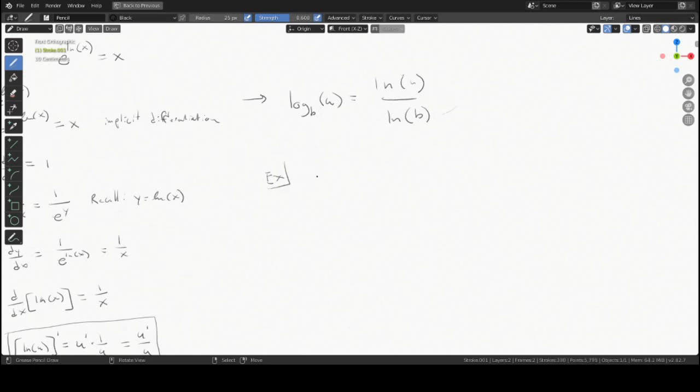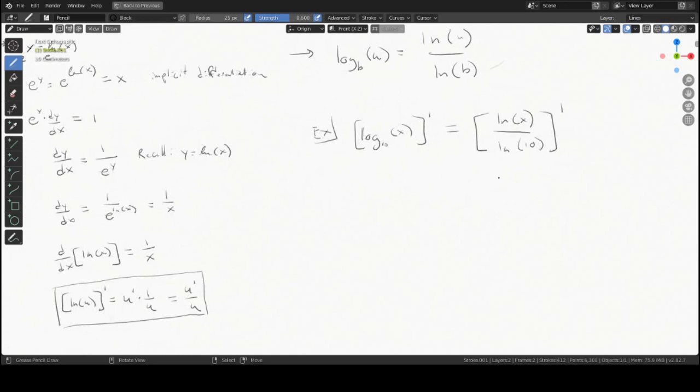In our example, we're going to take log base 10 of x. So pretty much it's just a normal log. Log base 10 is generally what we assume, but we're taking the derivative of this, which is going to be equal to the derivative of natural log of x divided by the natural log of 10. And we're taking the derivative of this.